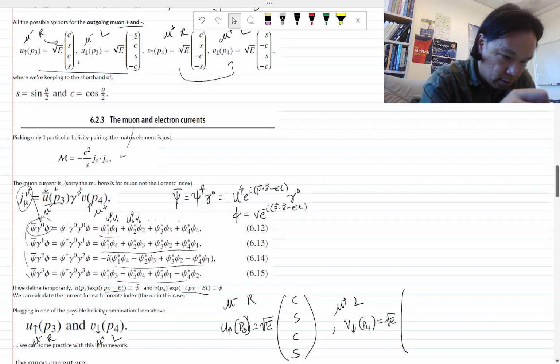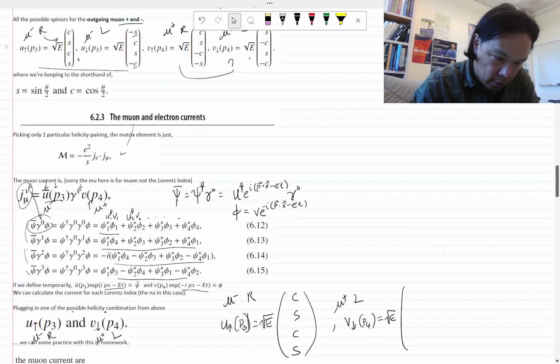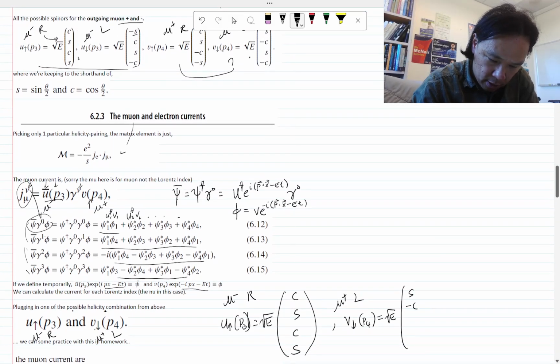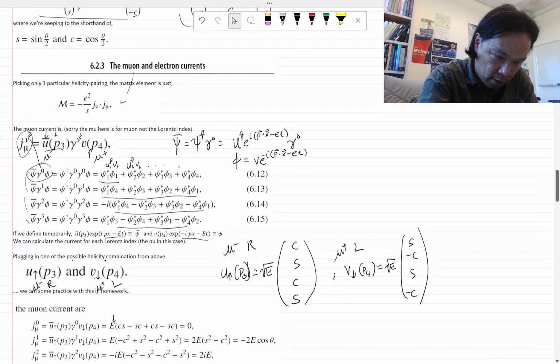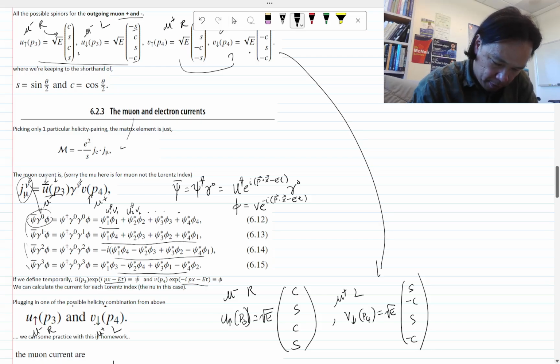So that's this one. S minus C, S minus C. I'm just copying them down from up on high.